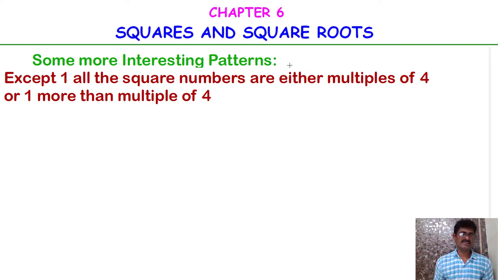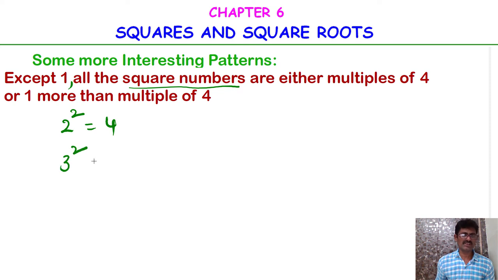Some more interesting patterns. You see, except 1, all the square numbers are either multiples of 4 or one more than multiple of 4. Let us take any square number. Suppose if we take 2 square, which is equal to 4, and this is multiple of 4. Okay, let us take next number 3 square. 3 square is nothing but 9. We can write this one as 8 plus 1. Now this 8 is multiple of 4. So plus 1. That means this is 1 more than multiple of 4.